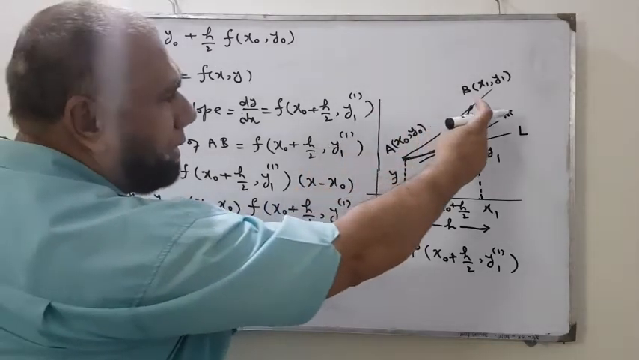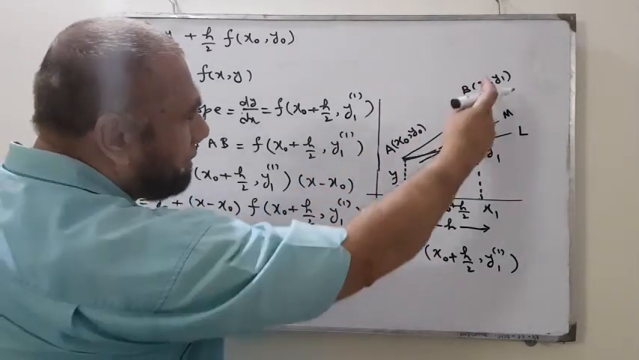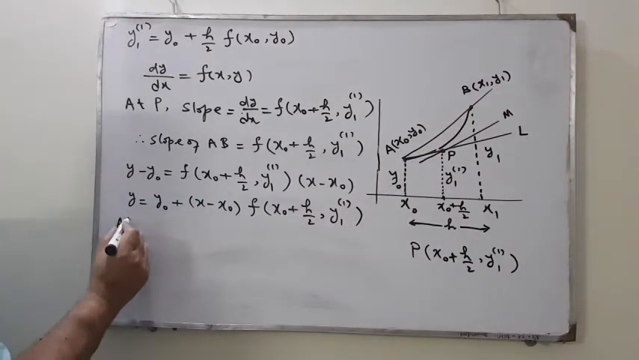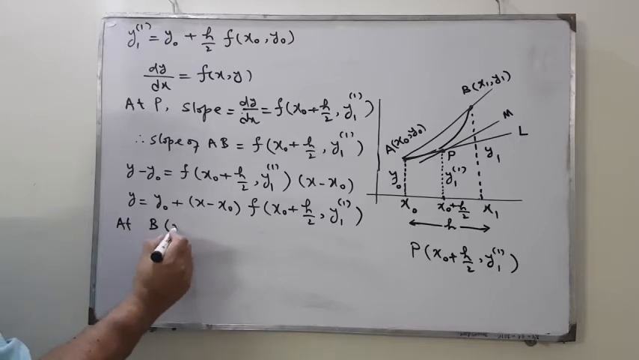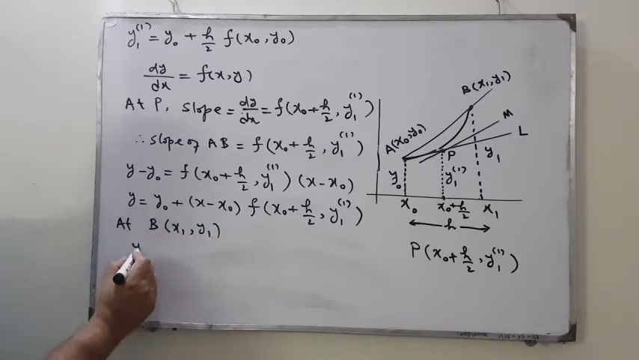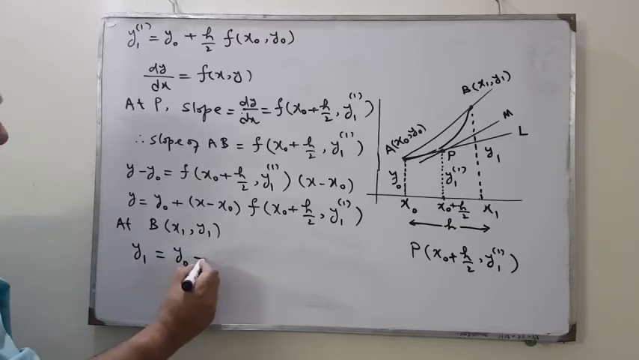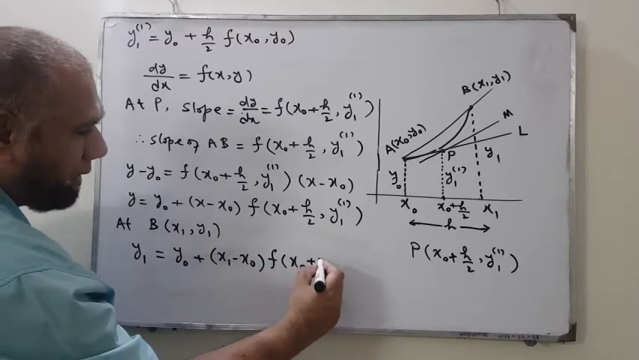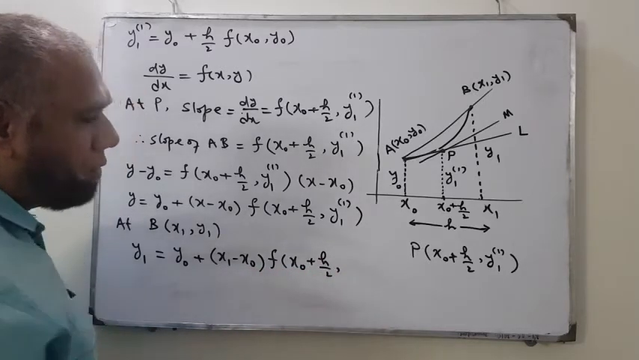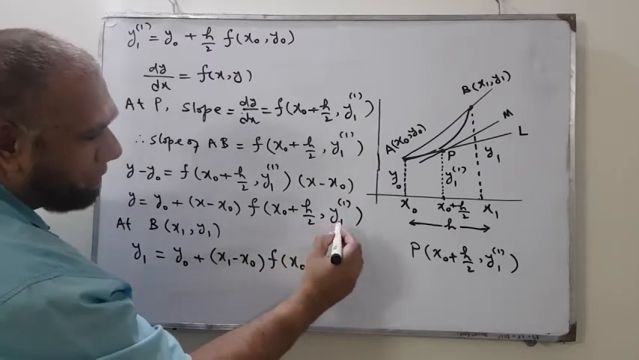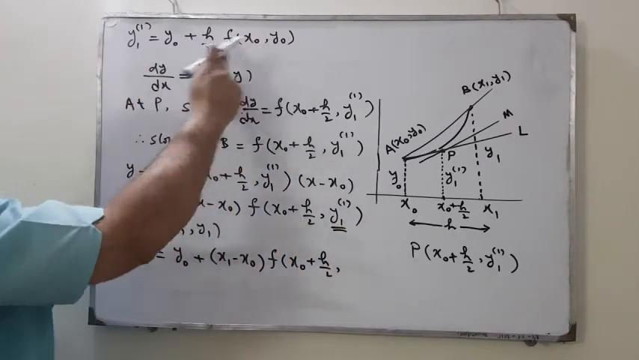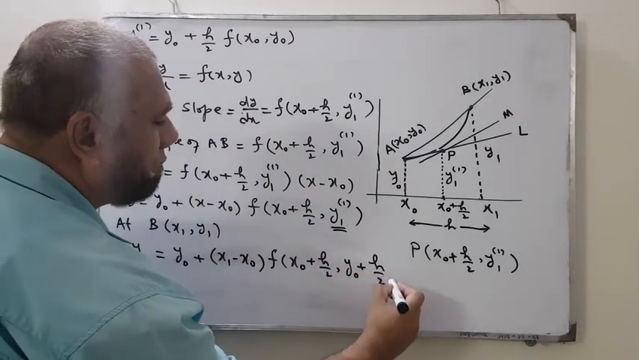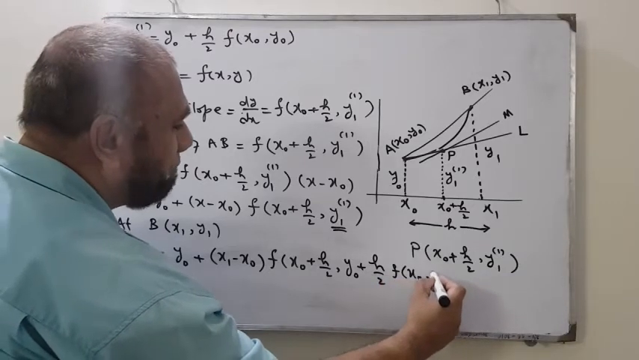You can see the point B is lying on this line having coordinates x1 and y1. So whenever we substitute it here, the equation takes the form: at the point B having coordinates x1, y1, it takes the form y1 is equal to y0 plus (x1 minus x0) f of x0 plus h by 2. And one more change I am going to make here: in place of y1, I can put this value. So this now takes the form y0 plus h by 2 f of x0 and y0.